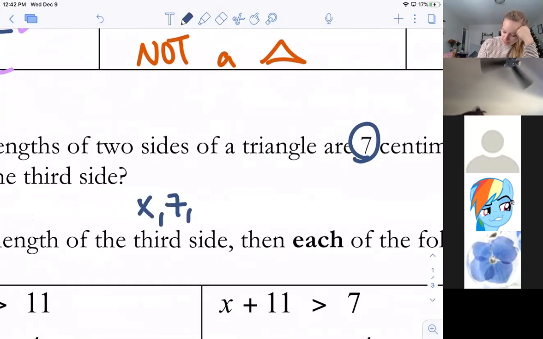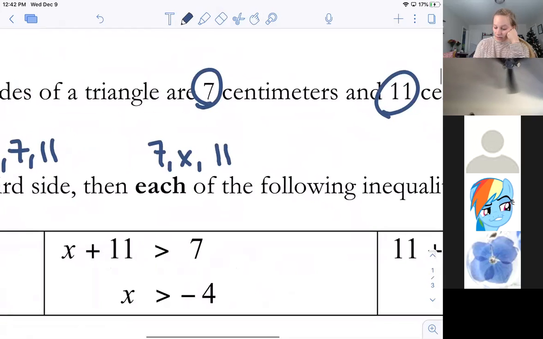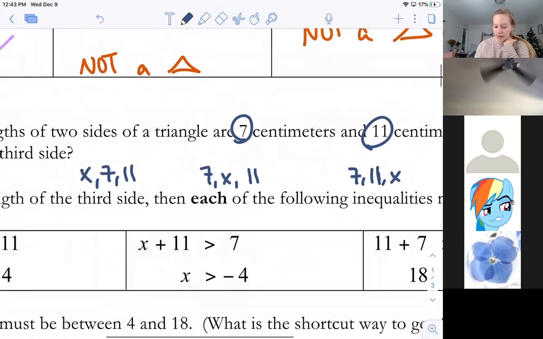I could be missing the smallest side, so I'd have X, 7, and 11 if I ordered them numerically. I could also have it be the middle side. X is in between 7 and 11. Or I could be missing the longest side. 7 and 11 might be the 2 short sides, and X might be the longest side. So we have to consider all of that.